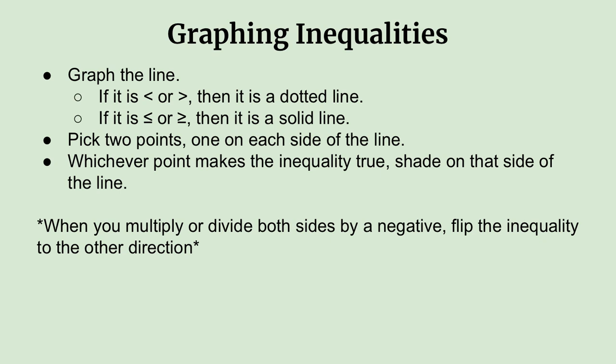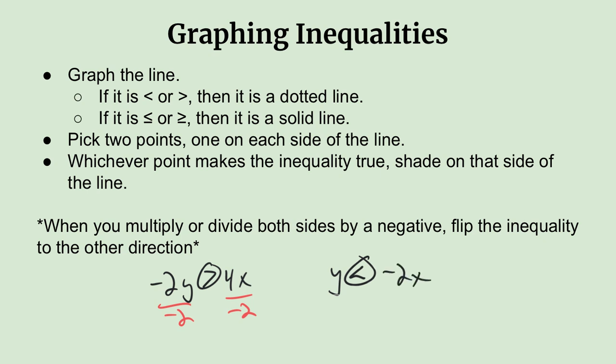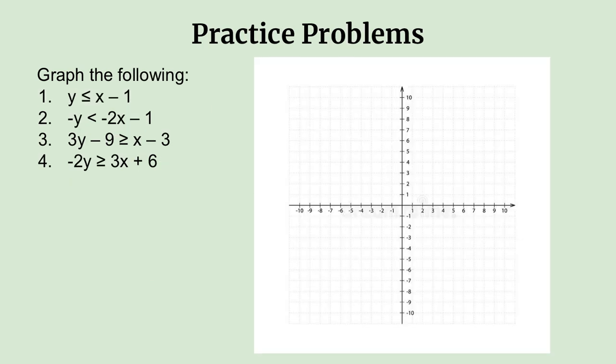And then one thing to remember is when you multiply both sides by a negative, you have to flip the inequality. So if we had negative 2y is greater than 4x, to graph this, we need to get y by itself. So we divide both sides by negative 2. So then we would have y is less than, notice how this switched because we divided by negative 2, negative 2x. Same thing if you multiply by a negative, you flip the inequality. Okay, last couple ones for you to work on.